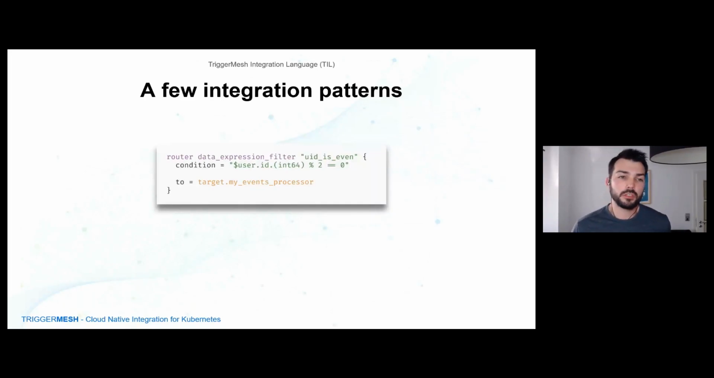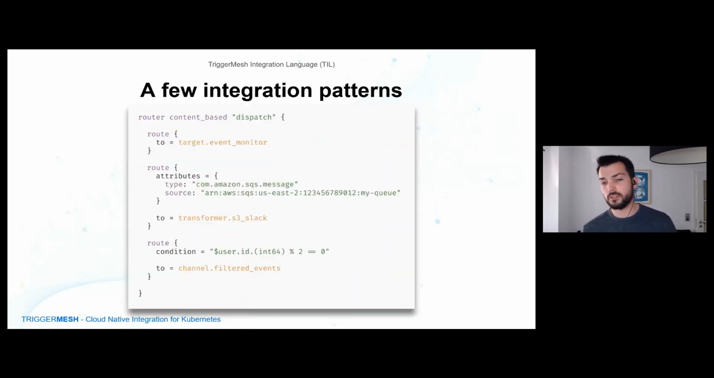So we have multiple constructs, which I didn't show you. Just know that they exist in the TriggerMesh integration language. One of them is event filtering based on the message data. So not only the message attributes like the type or the source, but you can filter on the message's actual data, using an expression language. You can also do some content-based routing. I showed you already. There is one novelty here is that you can also route not only on attributes, but if you look at the last one, you can also route based on a condition which matches on the data. So data is not only for filtering, it's also for routing, which you don't have in Knative by default.